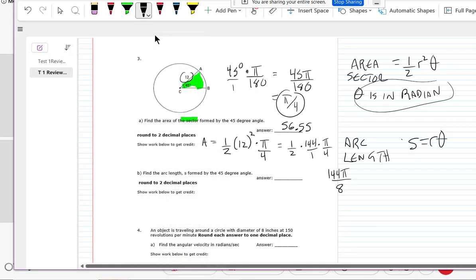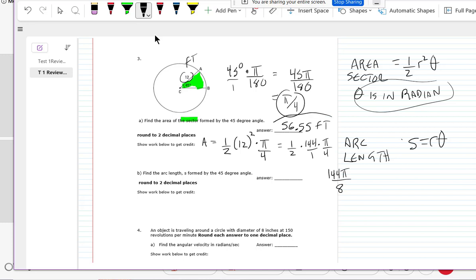0.55 if you round that to 2 decimals. And I didn't give you if this was in feet. So if that was 12 feet, then you would need to write the units. If I didn't give you units, you don't have to do that. Okay. Everybody okay with what I did there? Or do we have any questions on that?